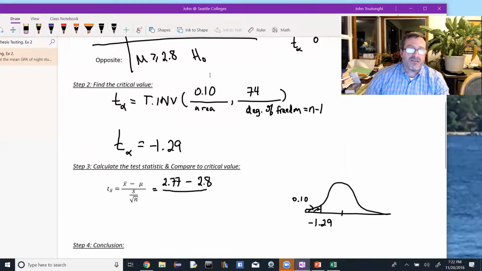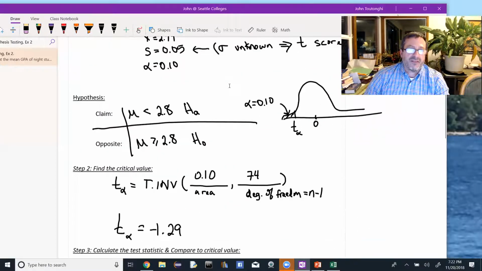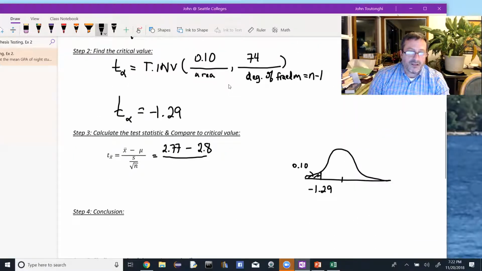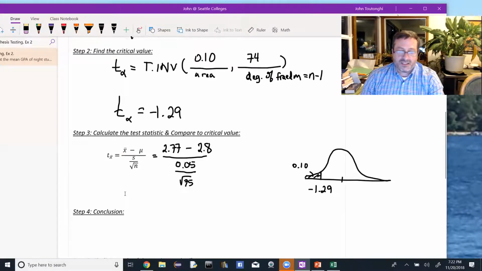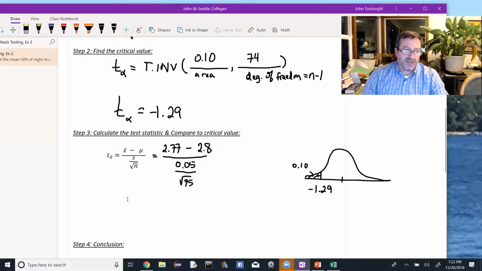The sample standard deviation, I believe, was 0.05. Yep. So s is 0.05, and my n was 75. So divide that by the square root of 75 to get my test statistic. And we're getting this because we want to see whether or not it is in the tail. And when will it be in the tail? It'll be in that tail, in this case, if this number is less than -1.29. So anything else would not be in the tail.